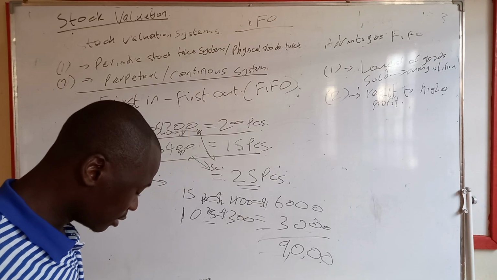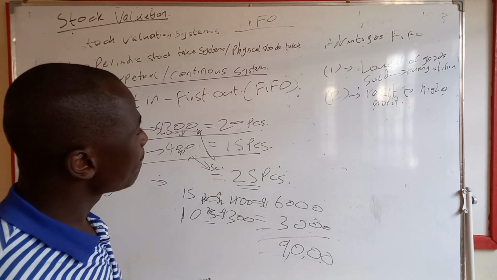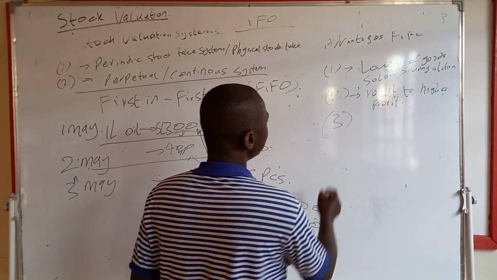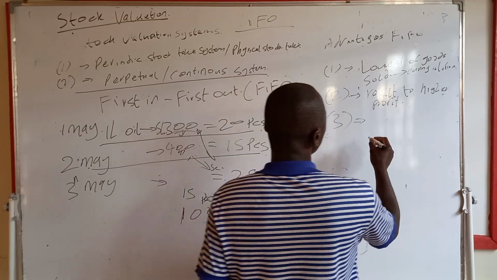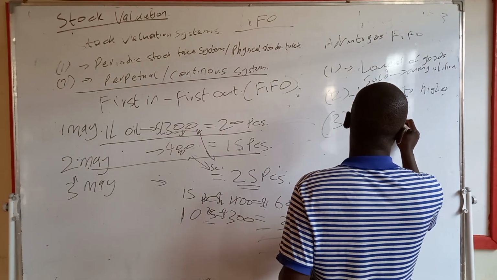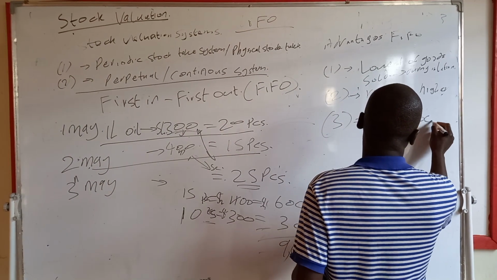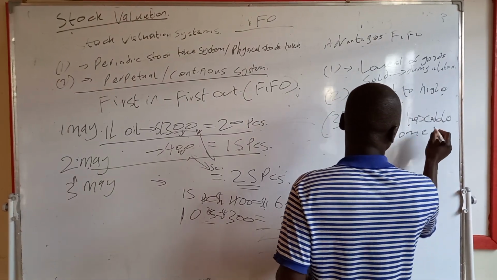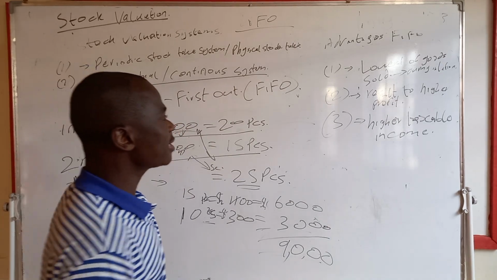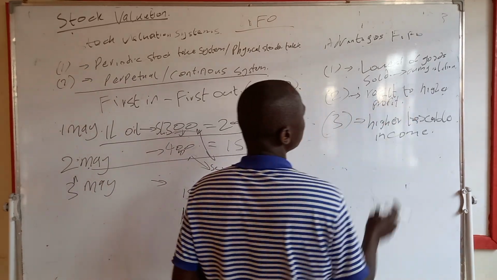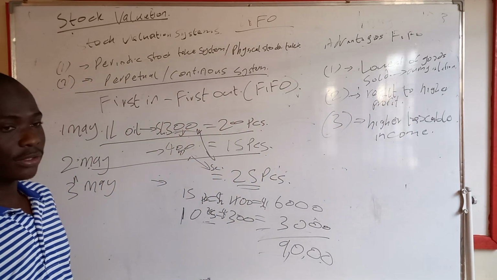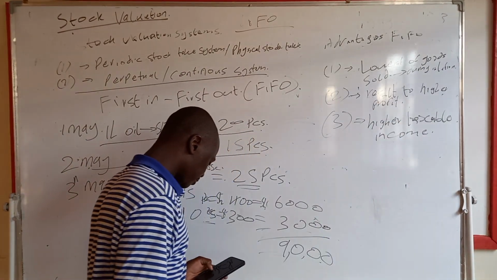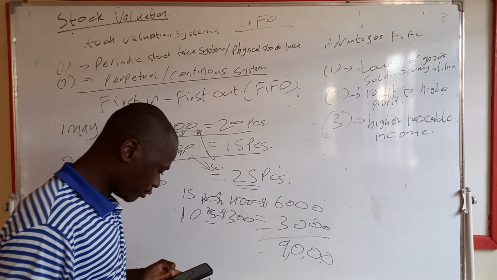Then it also leads to, this is just an advantage on the side of government, there will be higher taxable income. There will be higher taxable income resulting from this high profit.